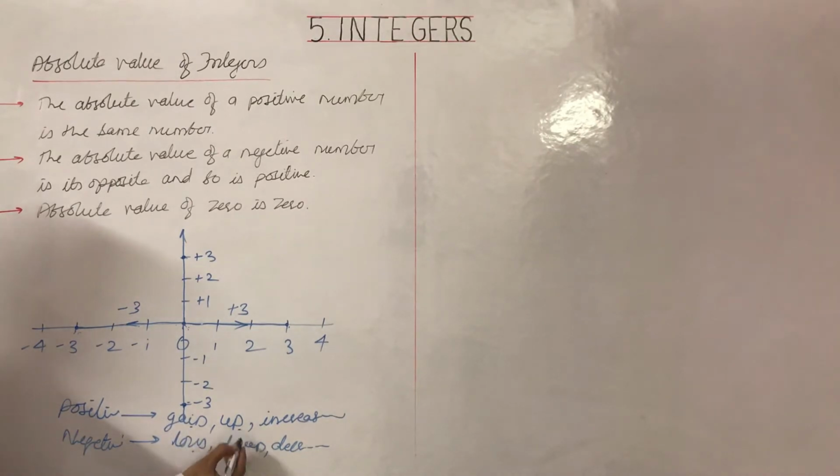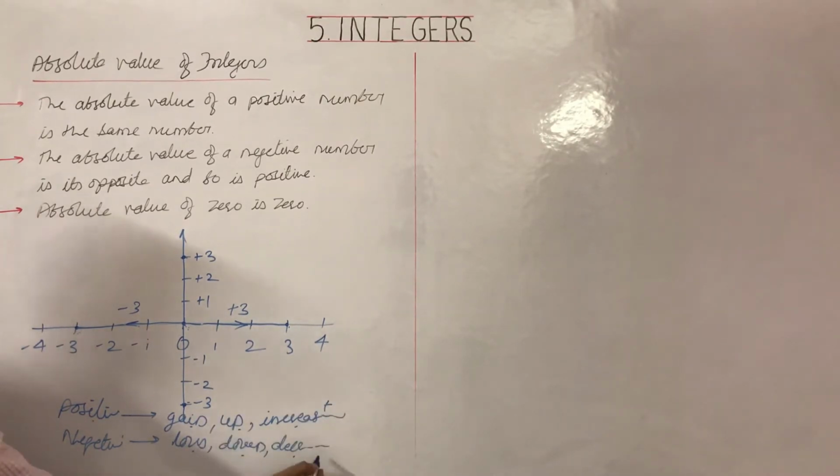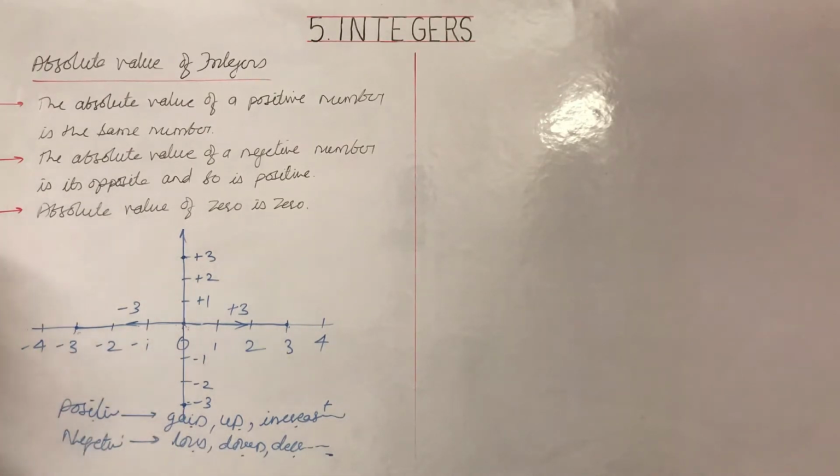So in both cases, these are representatives of sign. Plus means gain, so minus means loss. Plus means up, so minus means down. Or plus will indicate increase, then minus will indicate decrease. But the magnitude, the amount of gain and the amount of loss, may be the same. So here absolute value means we are now talking about magnitude or amount. So for finding absolute value, what to do?